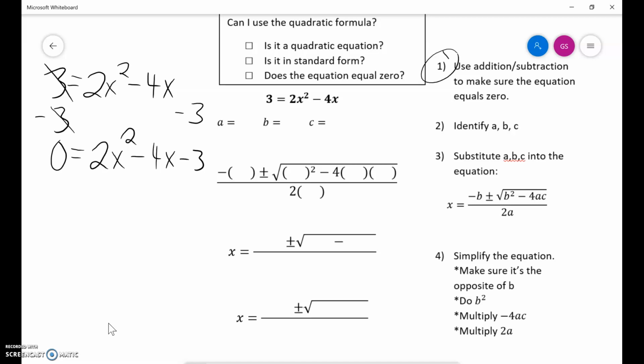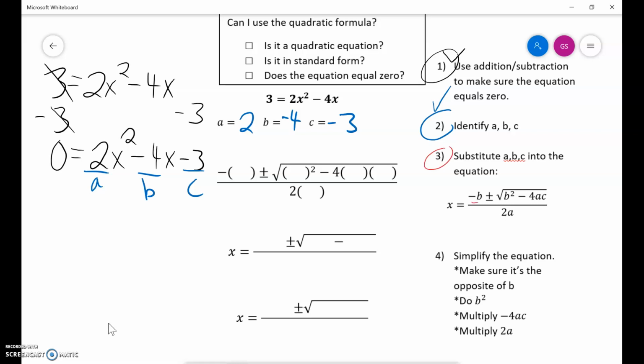All right, so step 1 done, equals 0. Step 2, we've got to identify a, b, and c. A is always the coefficient of x squared. It's just 2, not 2x squared, just 2. B is the coefficient of x, so that's going to be negative 4, not 4, negative 4 because of that minus. And so then C is not 3, it is negative 3. All right, so we've got A, we've got B, we've got C. Check, check, check.